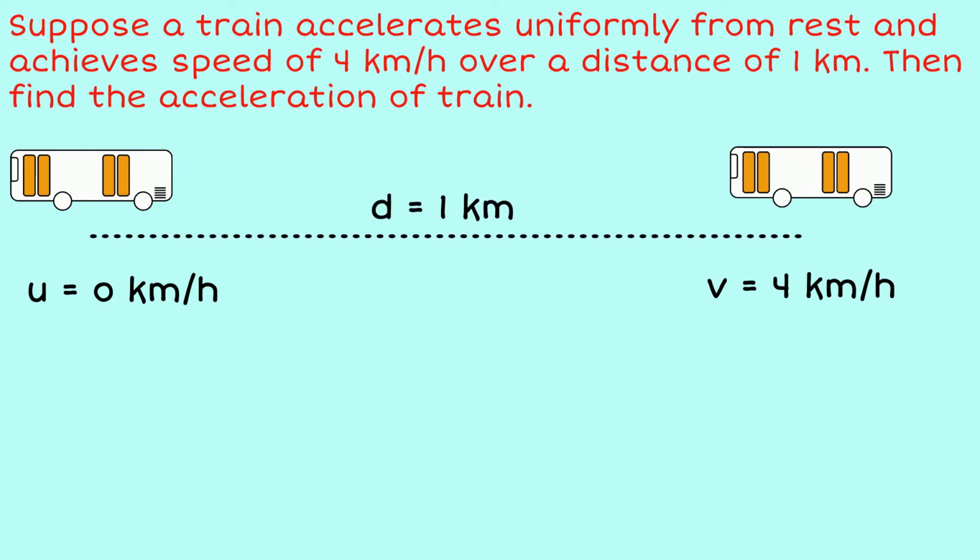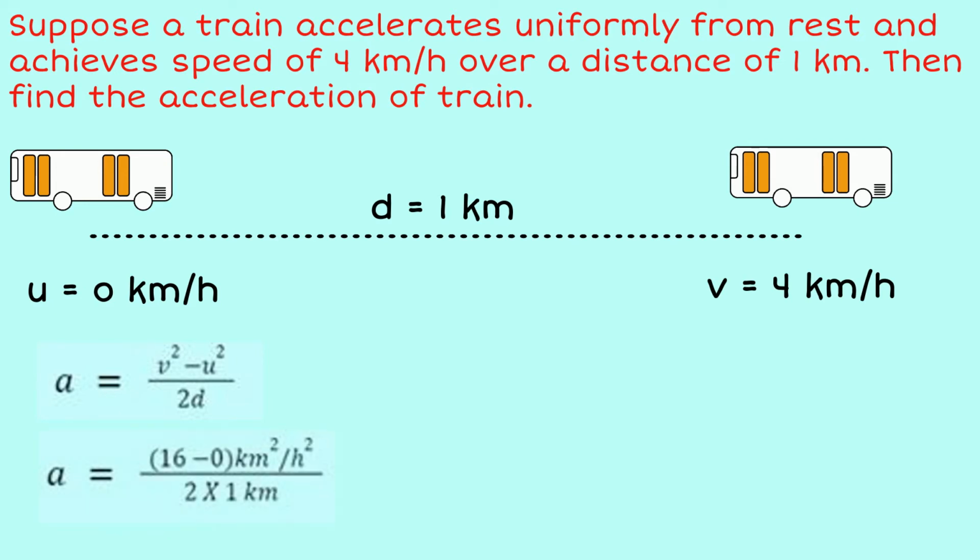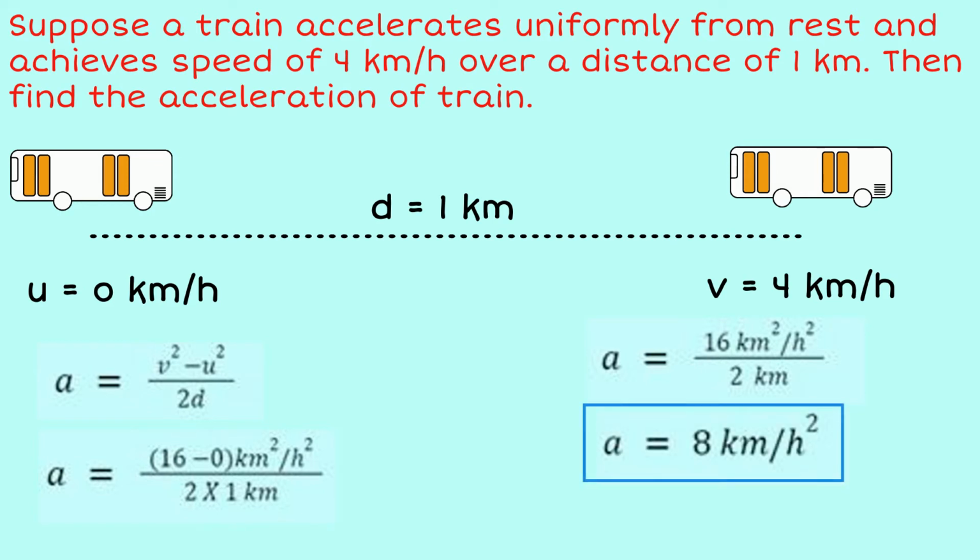So now acceleration is equal to v square minus u square upon 2d. Putting the above value in this equation, we get acceleration is equal to 16 km square per hour square minus 0 km square per hour square divided by 2 into 1 km. Thus acceleration will be 16 divided by 2, which is equal to 8 km per hour square. Thus acceleration of train will be 8 km per hour square.